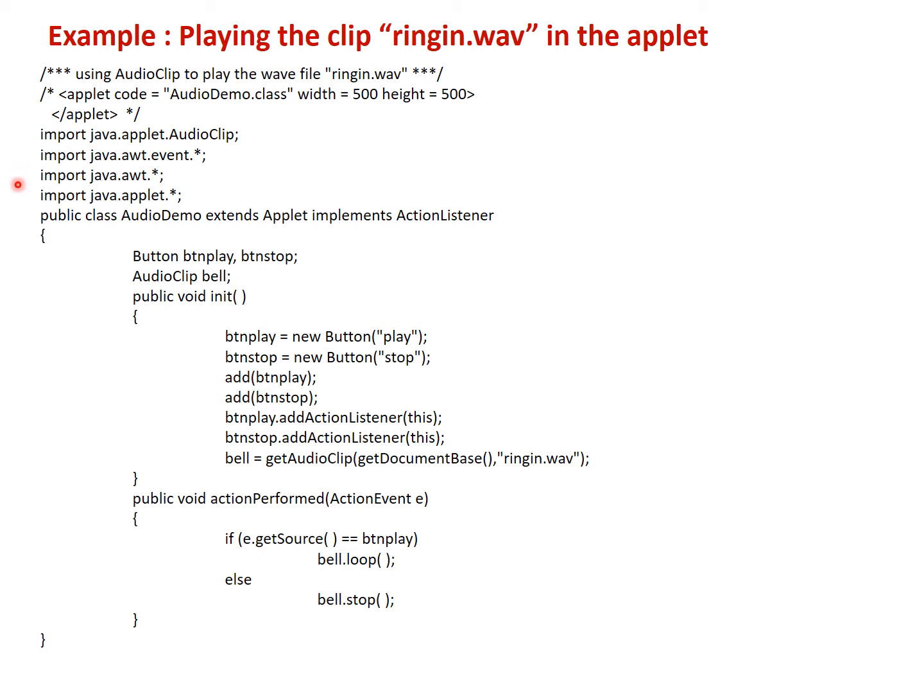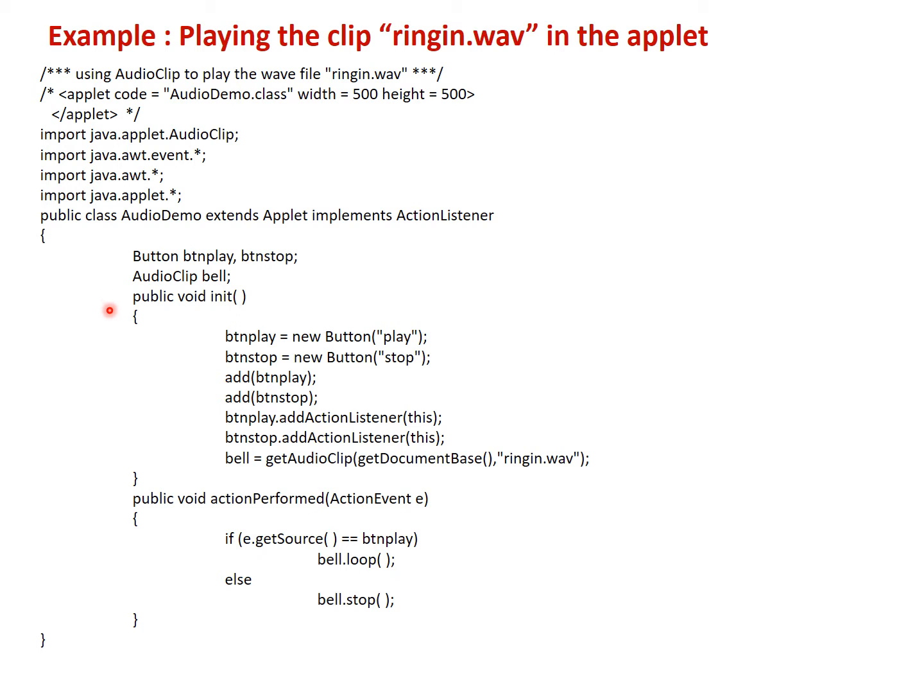Also we import the class java.applet.AudioClip. Then we declare the class: public class AudioDemo extends Applet implements ActionListener. In the class we declare two reference variables of Button, that is buttonPlay and buttonStop. Then we declare one reference variable of AudioClip which is bell. Then we initialize the applet.